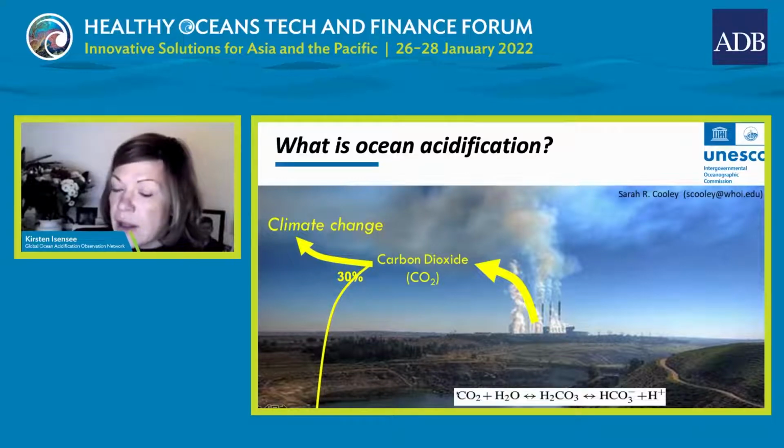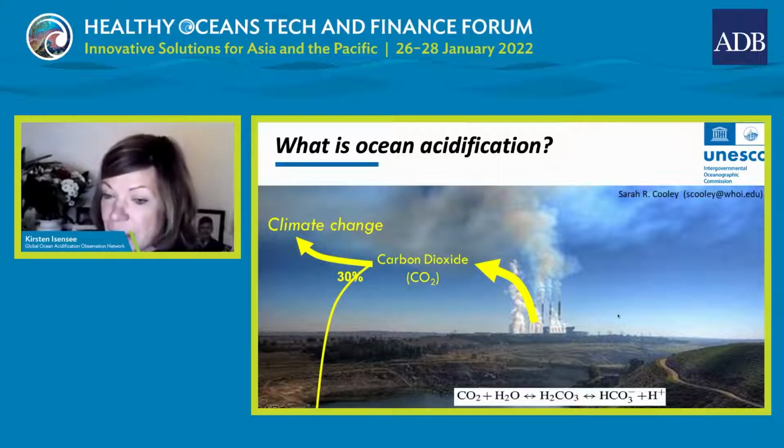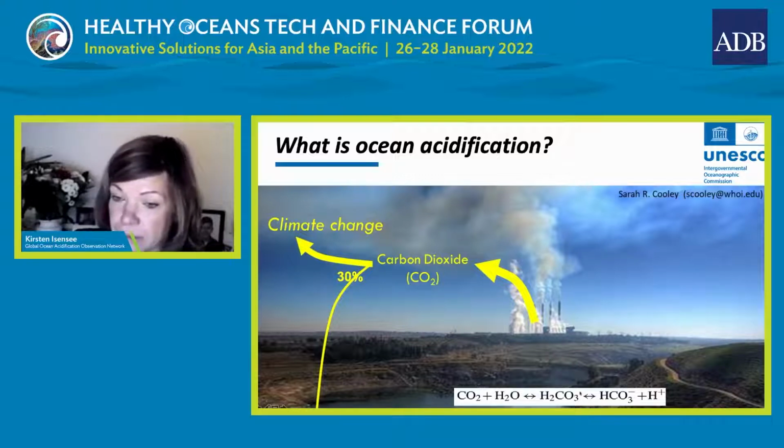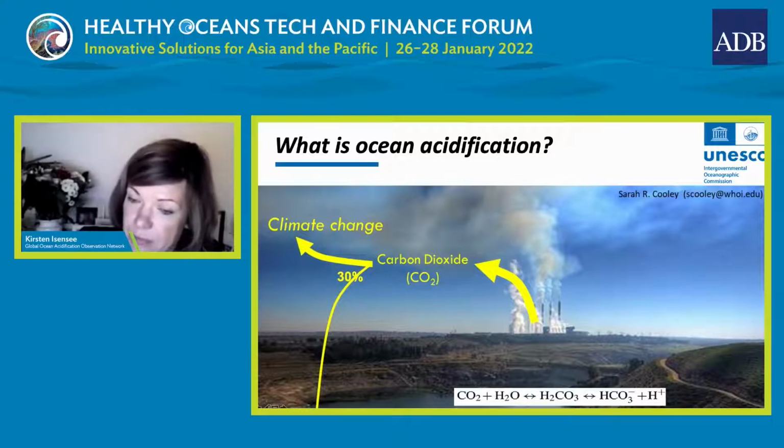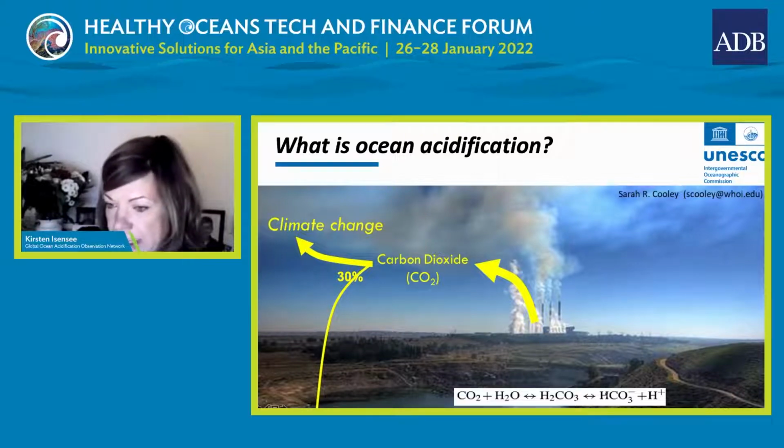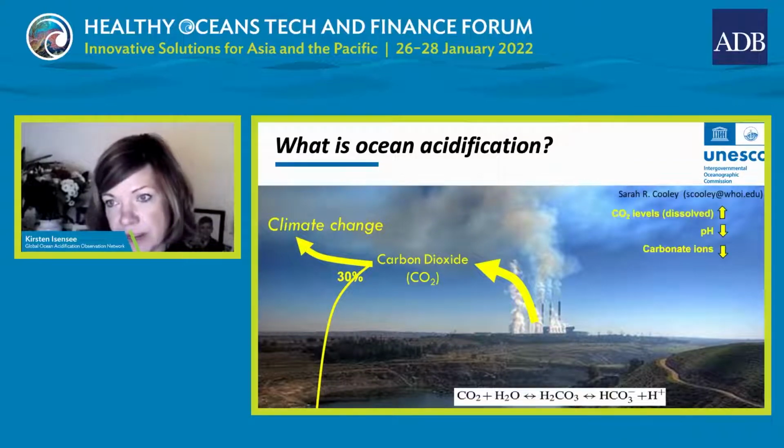And here, I know it's always a little bit disturbing to see those chemical reactions, but it's quite easy. When we have the CO2 in the water, they form bicarbonate, and then the H plus here at the end, this is what reduces the pH. This is what makes our ocean more acidic.